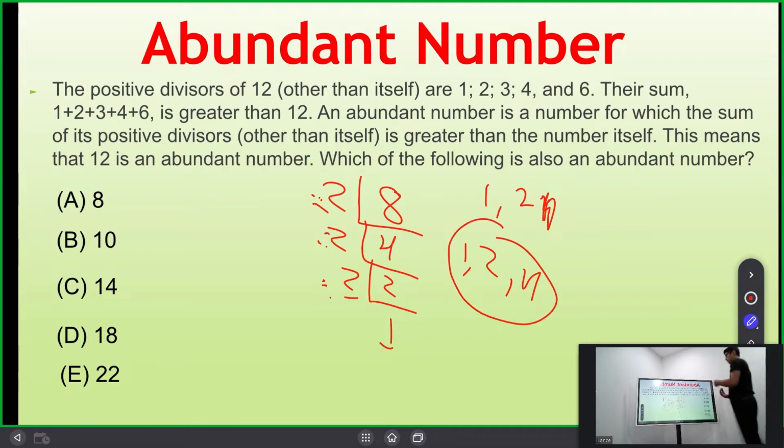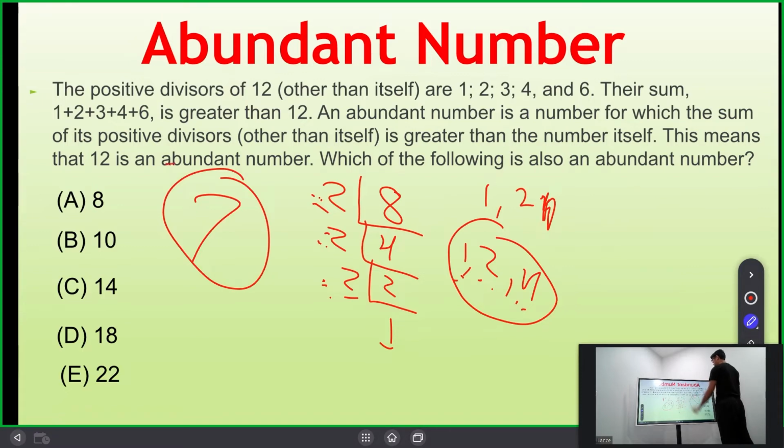Now if we add all these together, 4 plus 2 plus 1, if we do 4 plus 2, we get 6, plus 1, 7. So 7 is the sum, and this is not an abundant number because it's not greater than 8 itself. So we know that 8 is not an abundant number. Now let's move on to 10.